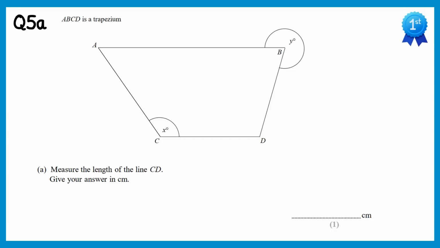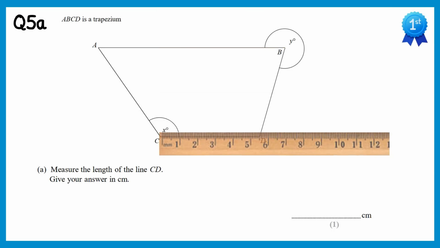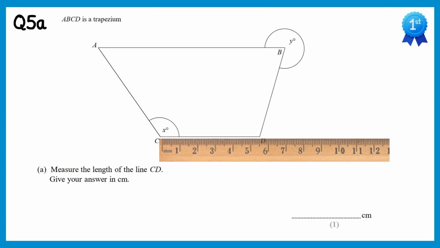For part A of this question, we need to measure the line CD. So take a ruler and place it on the line, and if you've printed this on A4, you should get the answer 5.5 centimeters.